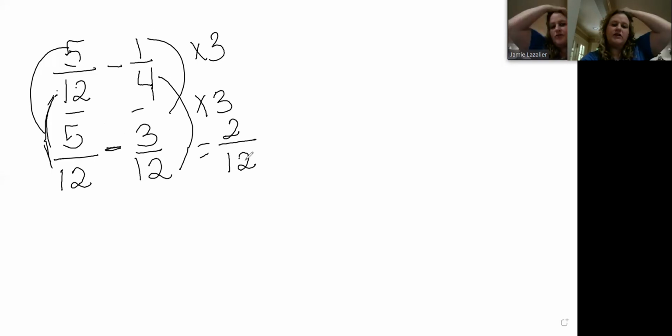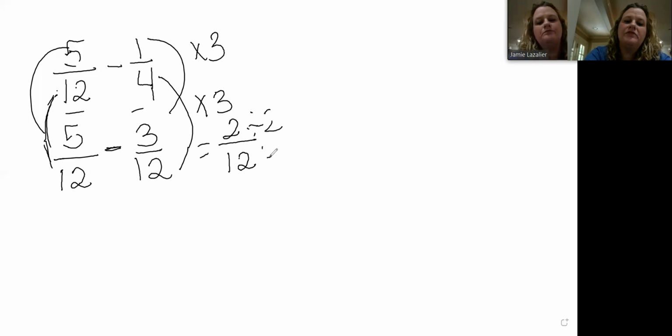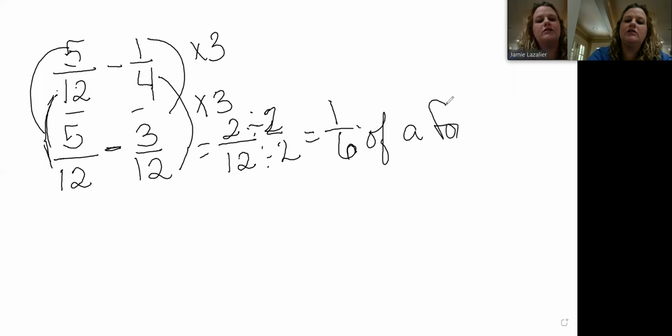Now these are both even numbers, and when they're both even numbers, we know that they are definitely both divisible by 2. So divide by 2, divide by 2. 2 divided by 2 is 1. 12 divided by 2 is 6. So the female is 1/6 of a foot longer than the male. 1/6 of a foot longer than the male.